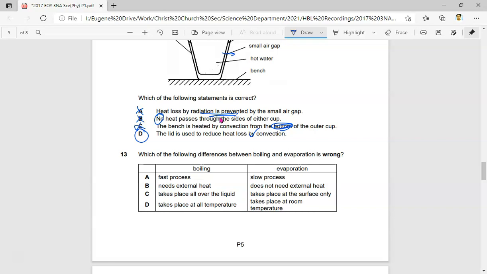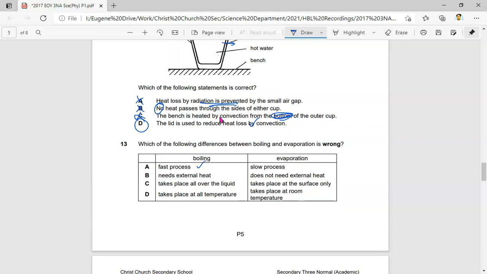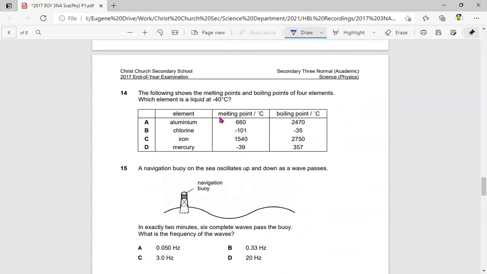Which of the following differences between boiling and evaporation is wrong? Boiling is fast, evaporation is slow, so this is correct. So it's not wrong. Boiling needs external heat, evaporation does not need, so this too is also correct. Boiling takes place all over the liquid, evaporation takes place only at the surface, that's correct. Boiling takes place at all temperatures, evaporation takes place at room temperature. This is wrong. Boiling takes place at a fixed or constant temperature, whereas evaporation occurs at any temperature. So therefore, which one is wrong? It's actually D.